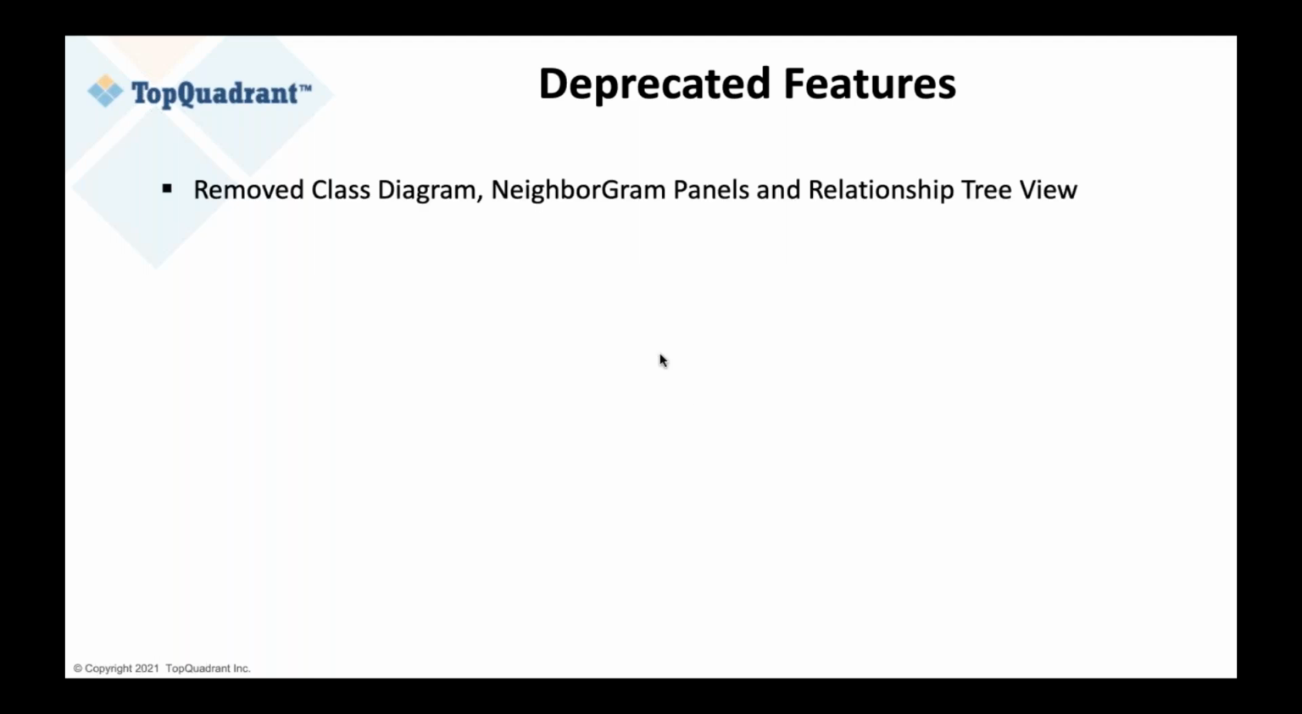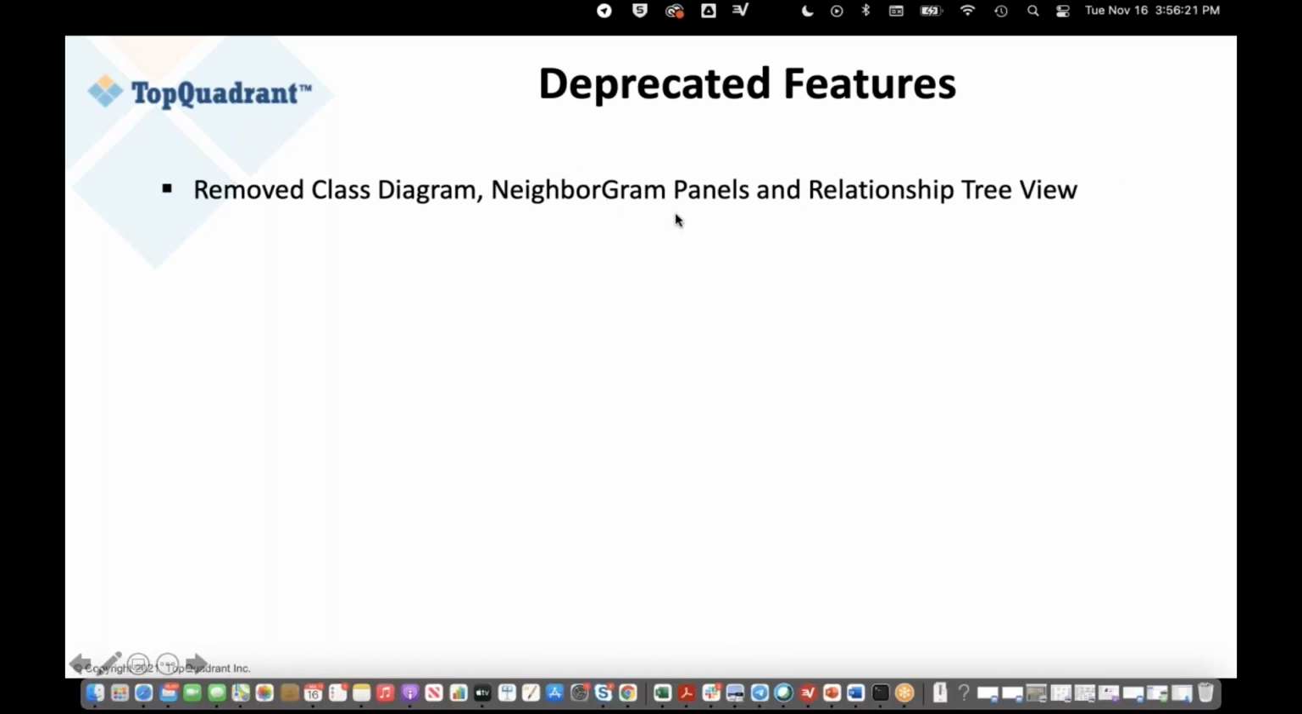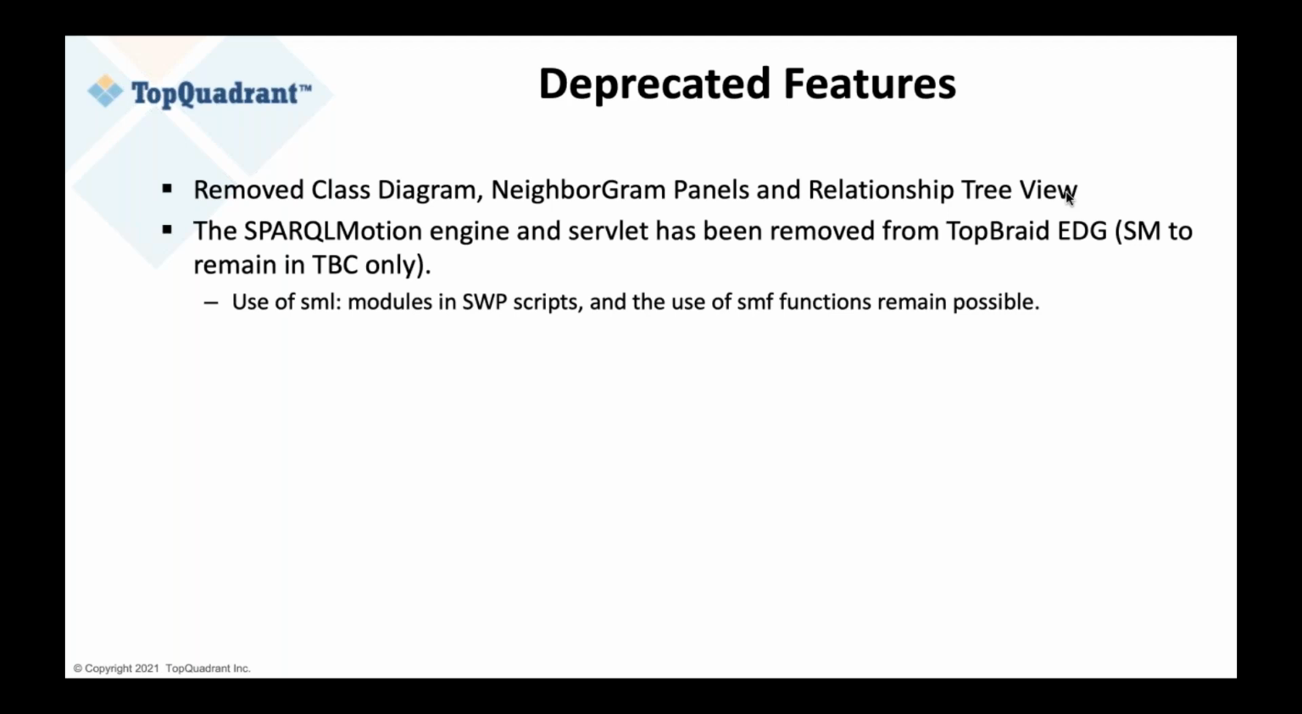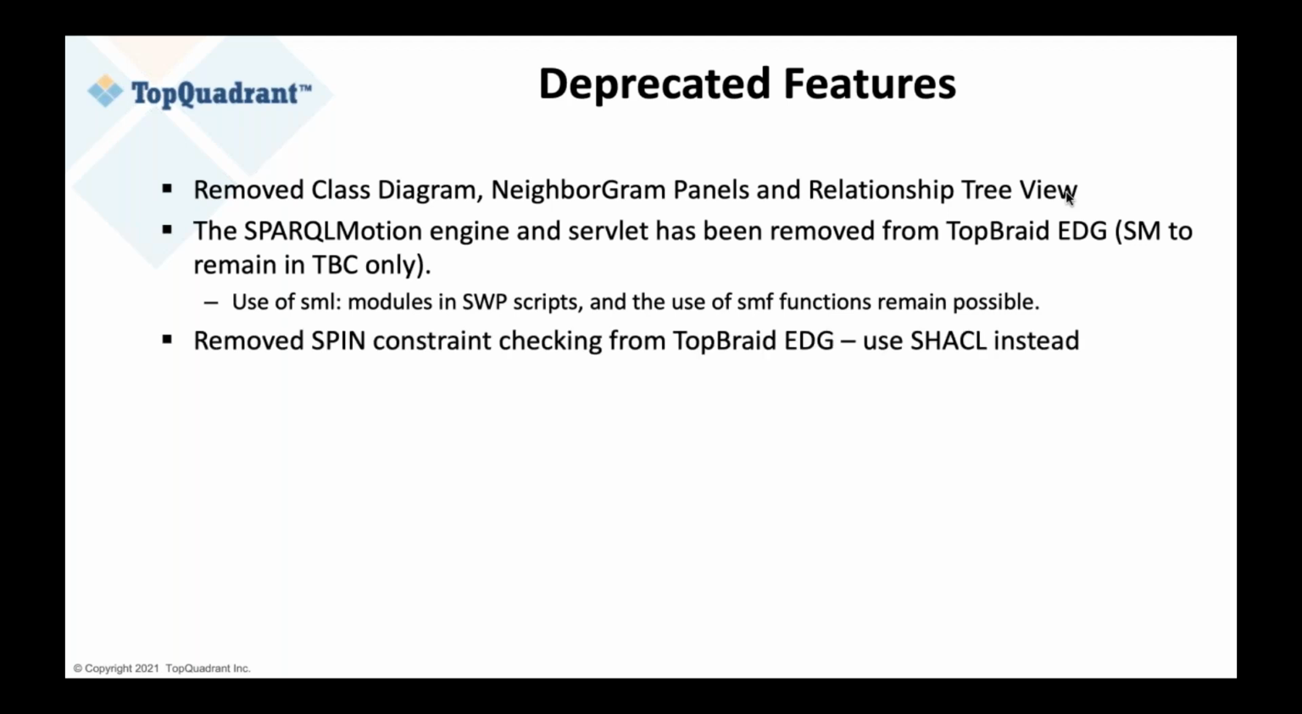Actually, one slide, just to mention that we have a few deprecated features. For example, the class diagram, neighborgram panels, and relationship tree view have been deprecated because the new edge diagram subsumes all those capabilities. There are a few other things that have been deprecated as shown here, and you can see this information also in the release notes. So just a handful of things have changed.